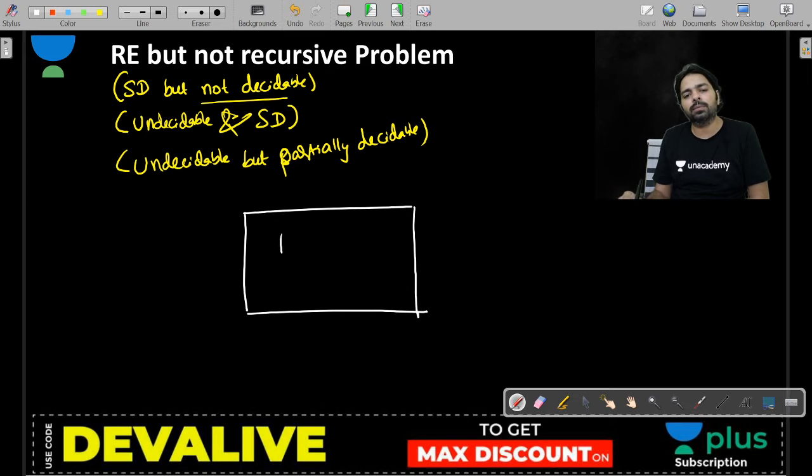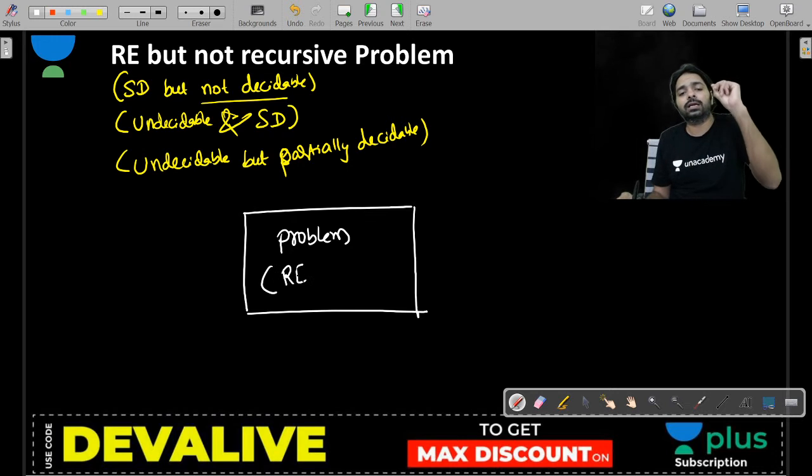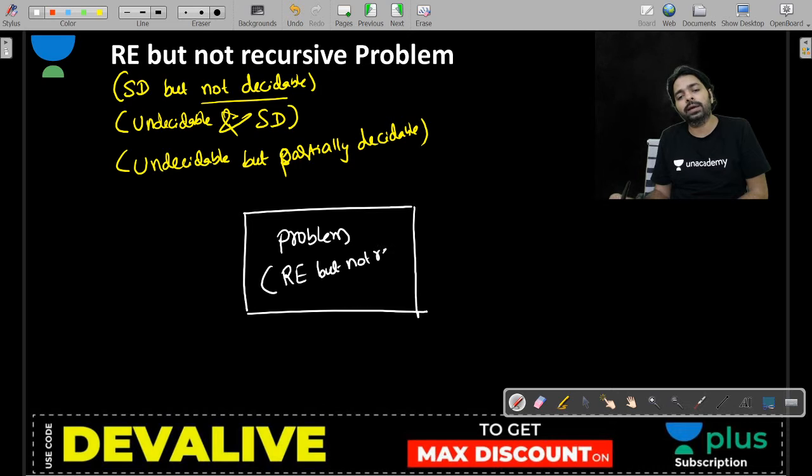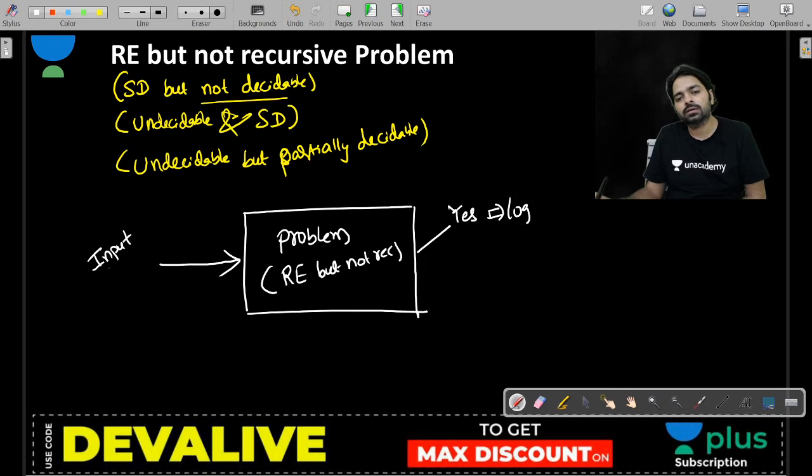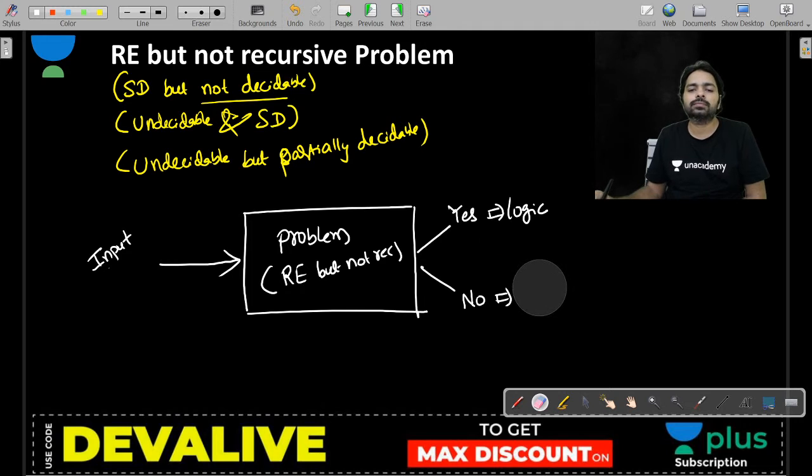Suppose I have a problem. That problem is RE but not recursive. This is a problem name. You have some input, let's say W. It may be one or more, guys. Actually, I'm writing only one, but it depends on how many inputs are there. It depends on the problem. And if you are able to say yes as a logic, but you're not able to say no, no logic exists to say no.